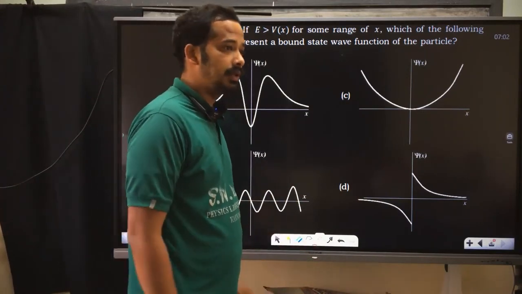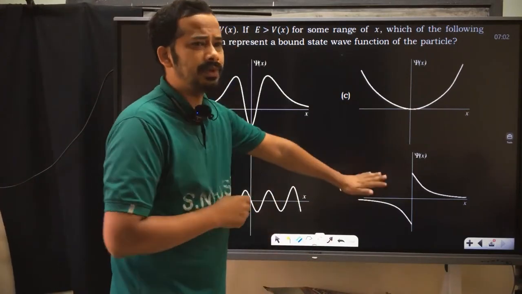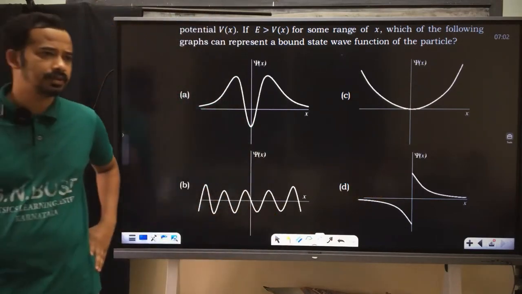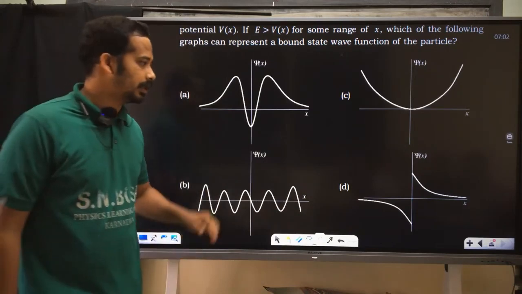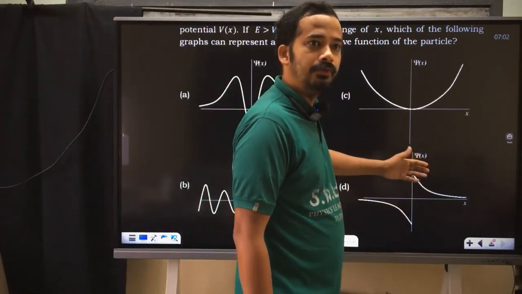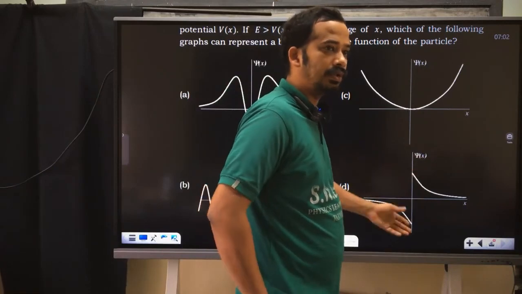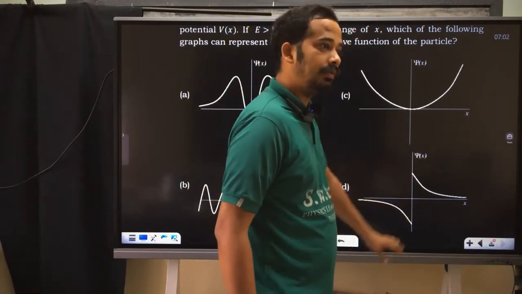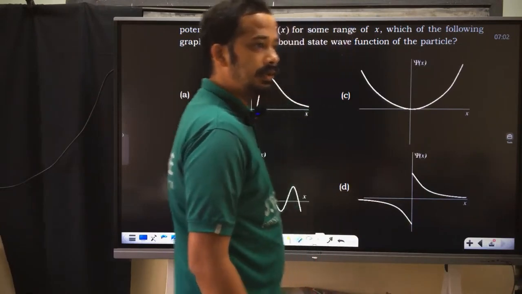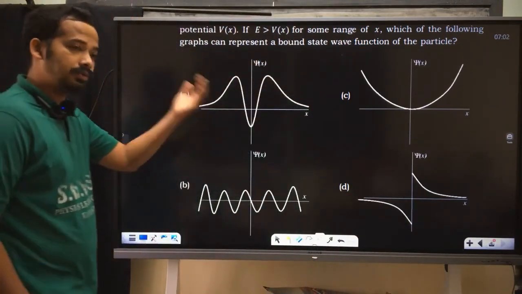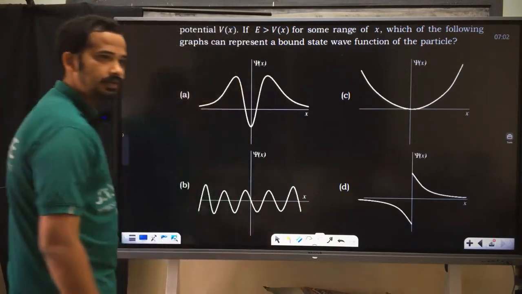It should always be continuous because its mod square represents probability. Probability cannot suddenly change. That may be the basic idea. And one more thing, if this function is discontinuous, how do you take the first derivative? You can't take the first derivative. The second derivative also cannot be taken. It is not a solution of any second order differential equation.